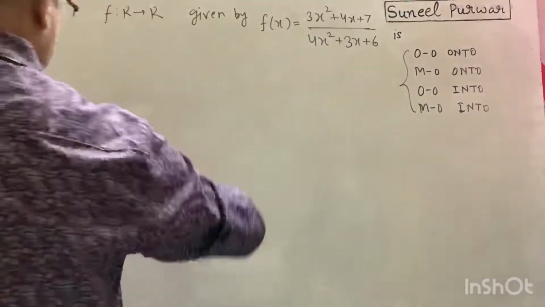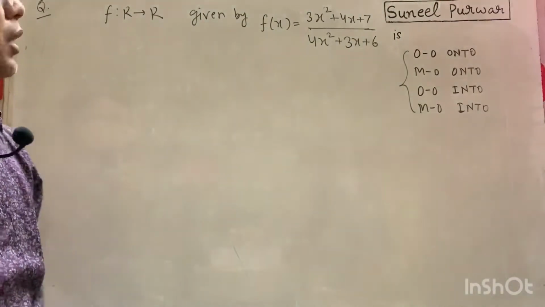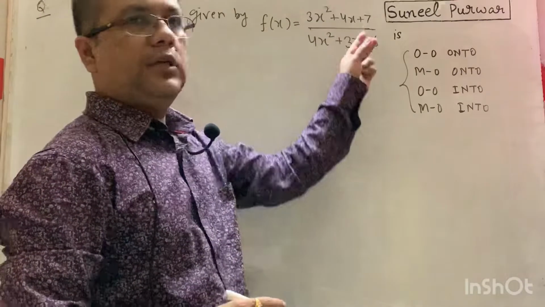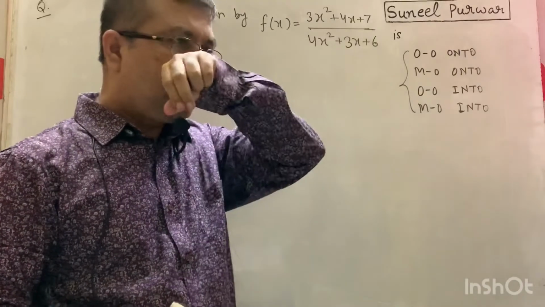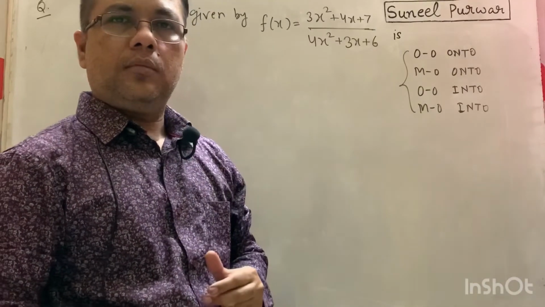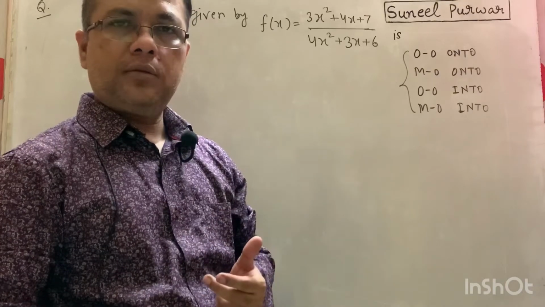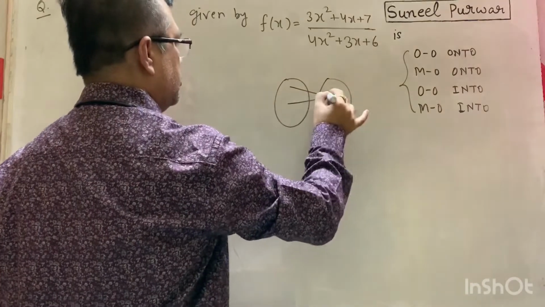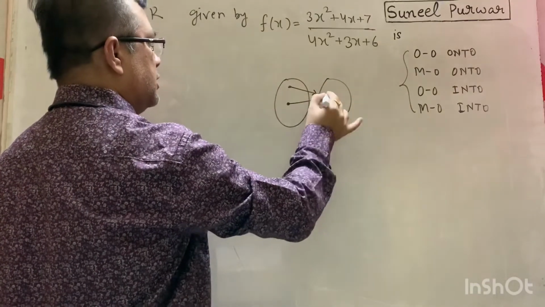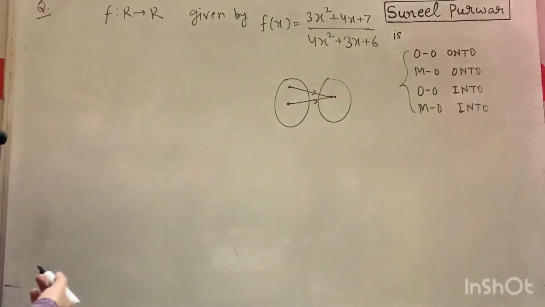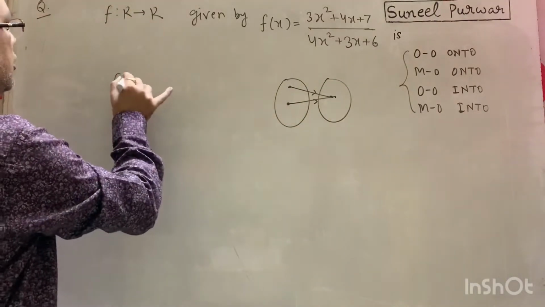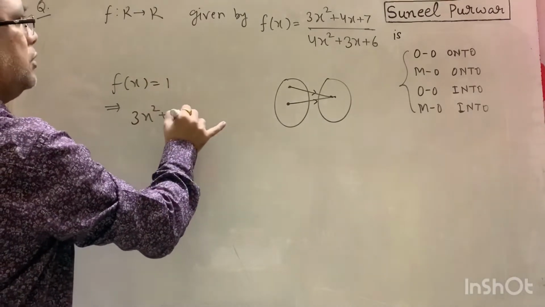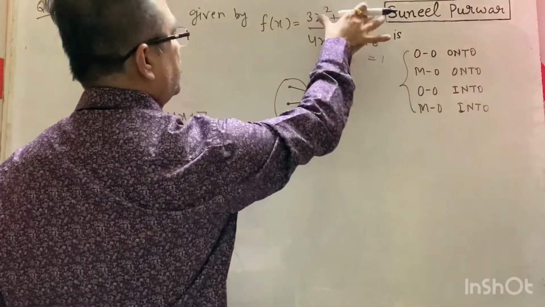Now as I told you, I will be doing some tricky questions here. So the trick here is, first of all, if this function is many-one, for more than one value of x, you should get the same output. I mean, if the function is many-one, the situation must look like this. There should be at least two values of x having the same output. So let's try that. So if you take f(x) is equal to 1, this implies 3x square plus 4x plus 7, make it equal to 1. What you will have? This equal to this.